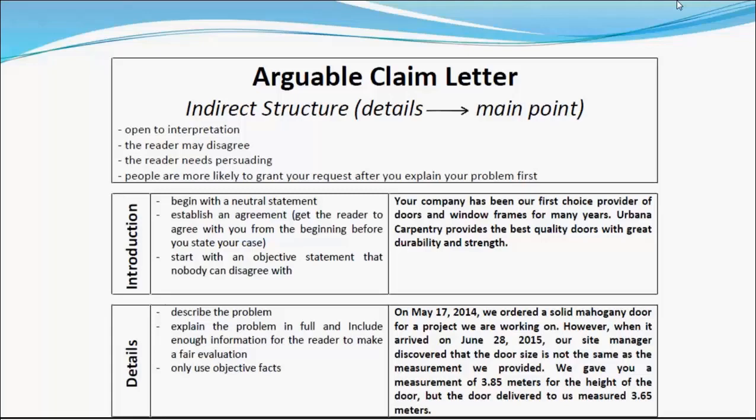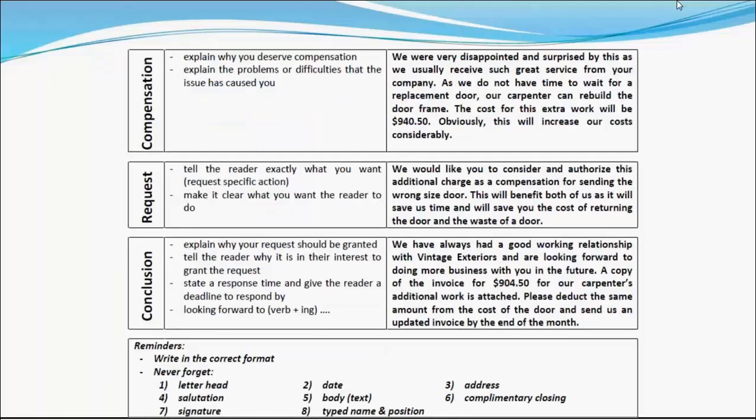I'll continue. Now, what he wants, compensation. We were very disappointed and surprised by this, as we usually receive such great service from your company. So he's saying still, he's not attacking the company. He's saying your company is good, but this time there is a mistake. As we do not have time to wait for a replacement door, they have to finish the construction of the house or whatever, our carpenter can rebuild the door frame. The cost of this extra work will be $940.50. Obviously, this will increase our cost considerably.